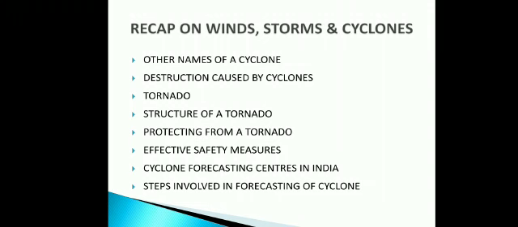Cyclone forecasting centers in India. See, in India we have 6 cyclone warning centers located at Chennai, Mumbai, Visakhapatnam, Bhubaneswar, Kolkata and Ahmedabad. Steps involved in forecasting of a cyclone. See, cyclones are detected with the help of powerful cyclone detection radars. A cyclone alert is issued 2 days in advance through radio broadcasting or TV telecast for evacuation of people and animals to safer places.